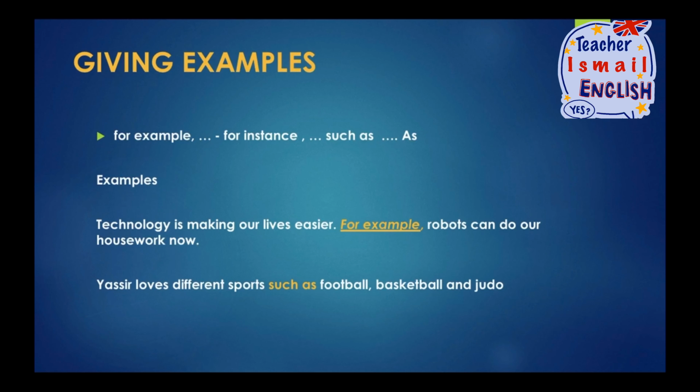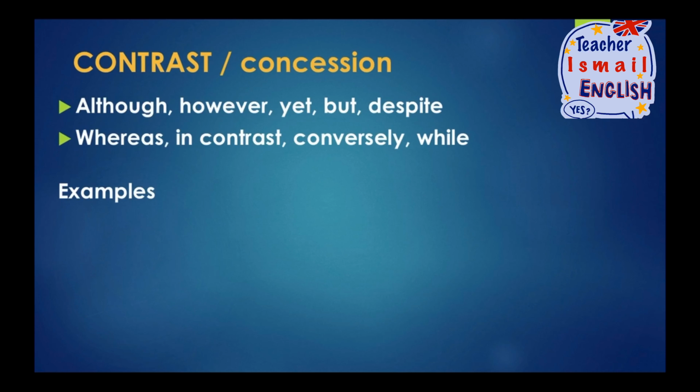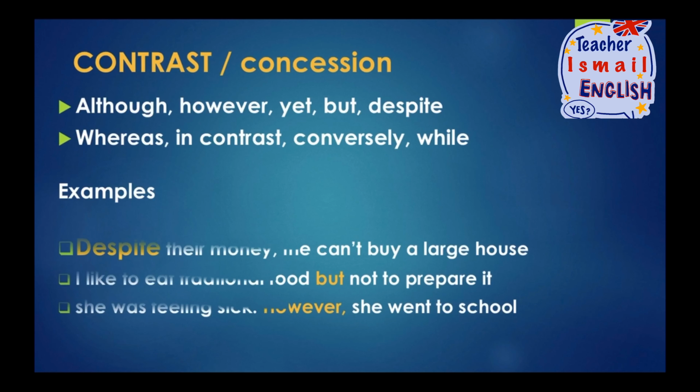Another function that we have is contrast and concession. Here we are talking about two opposite ideas. We have an idea and we have another idea, and they are not similar, they are in contrast. The linking words that we have to use are: although, however, yet, but, despite, whereas, in contrast, inversely, and while.